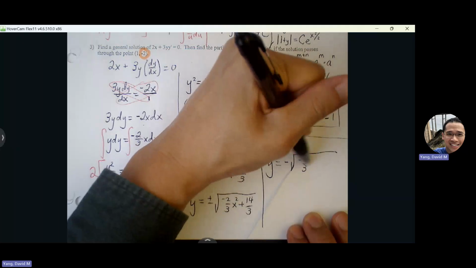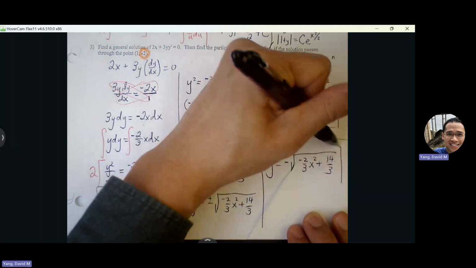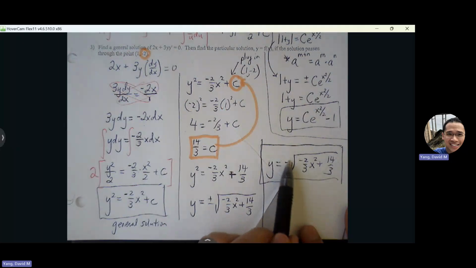So if you're ever having to choose between a plus or minus as your final solution, look at the Y value of your original equation. That's going to help guide what sign you want to keep.